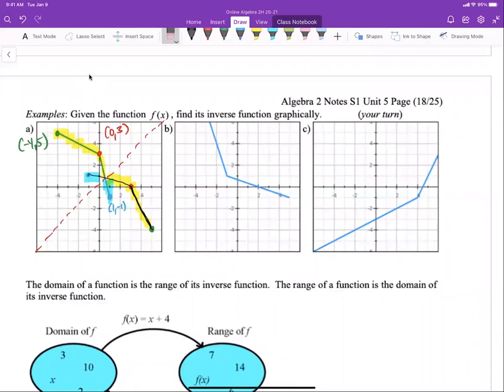Letter B. We need to find some convenient points. Let's work with this line segment first. That data point is -2, +4. So if I want to find its inverse, I've got to flip my x and y. So I go to 4 and -2. Okay, so there's where that point is located.